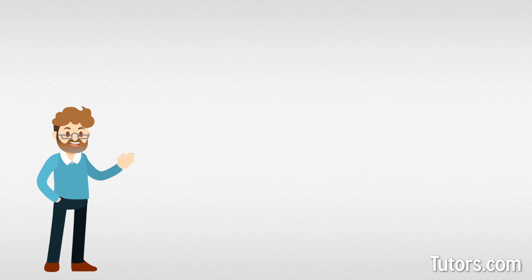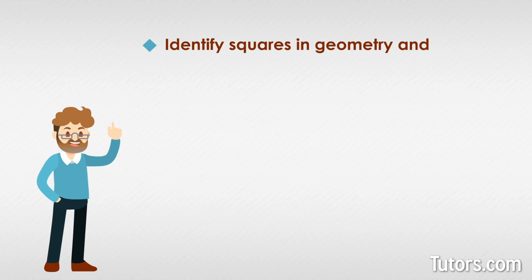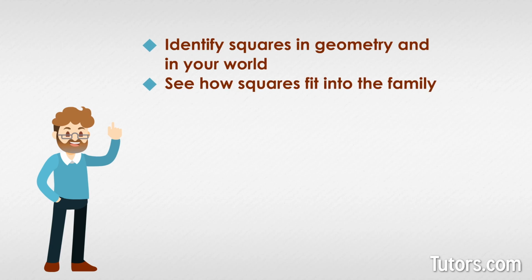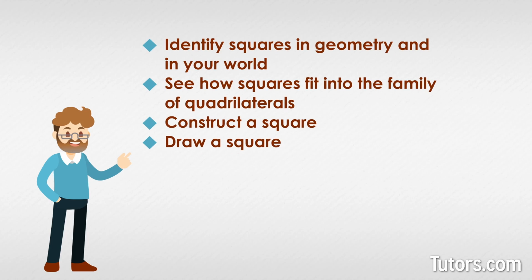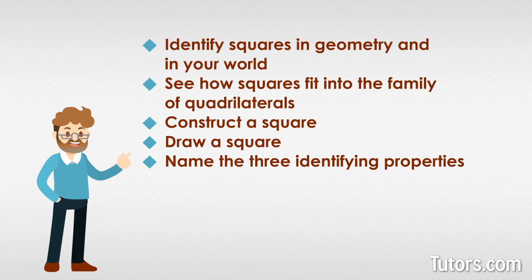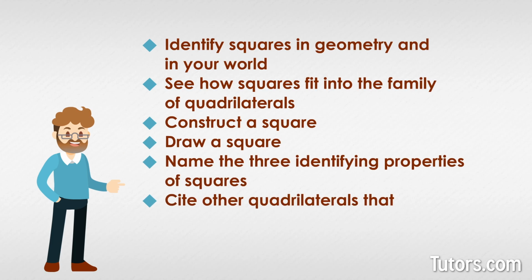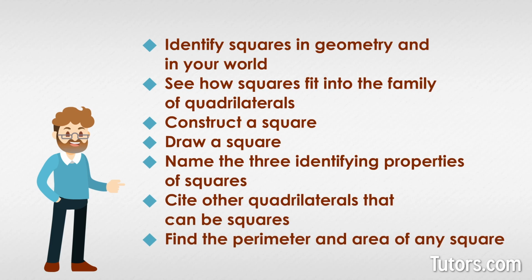After studying the video and this lesson, you will be able to identify squares in geometry and in your world. See how squares fit into the family of quadrilaterals. Construct a square. Draw a square. Name the three identifying properties of squares. Cite other quadrilaterals that can be squares. Find the perimeter and area of any square.